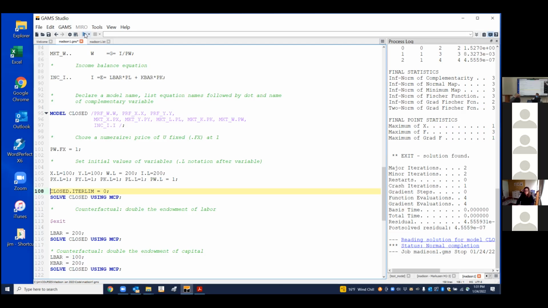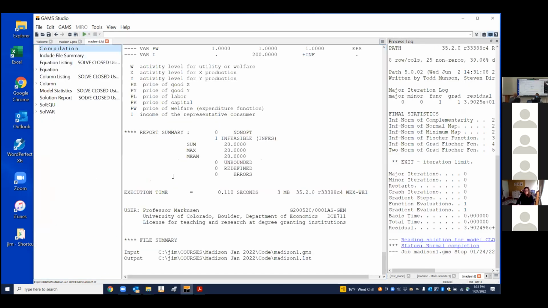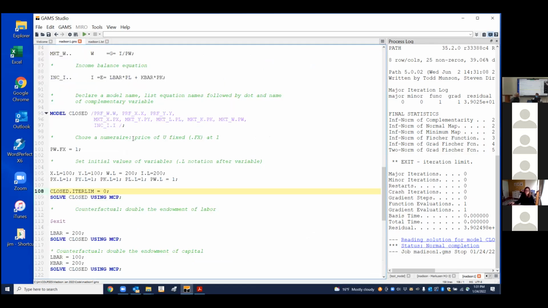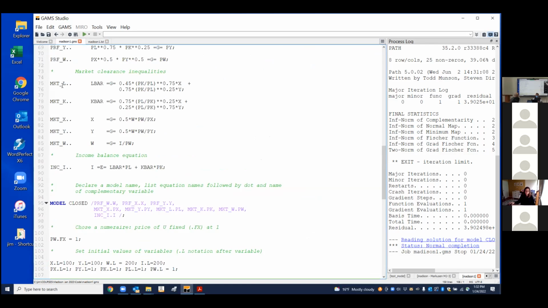So when I run that, I get this solution. I have a marginal, but now I know, this is a clue. I'm a detective here. I'm trying to find out where this error is. And I go, well, it looks like the error has got to be in the equation complementary to PL. So I go back to the model and I say, okay, which equation is that? That's the market clearing equation for labor. There's something wrong there.